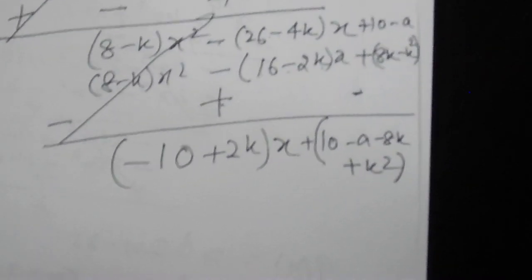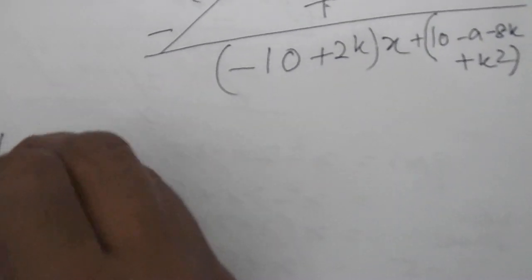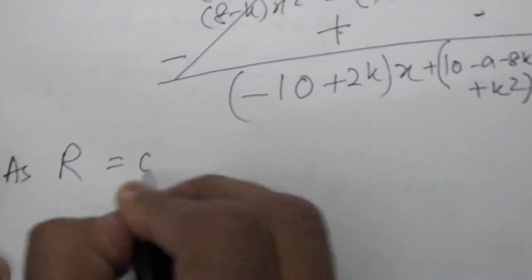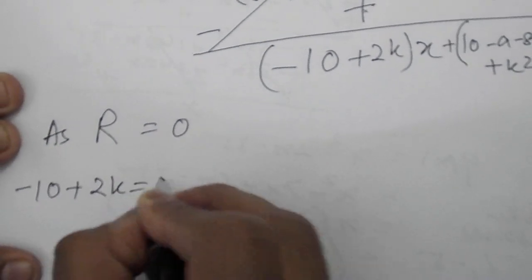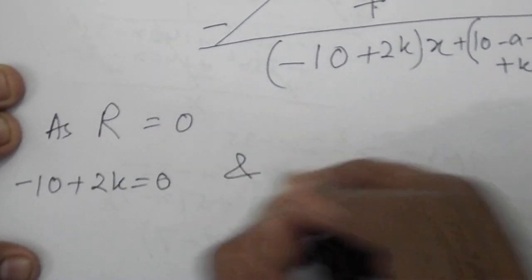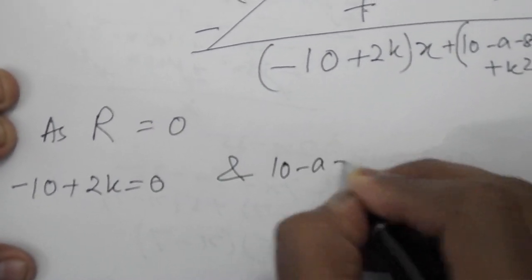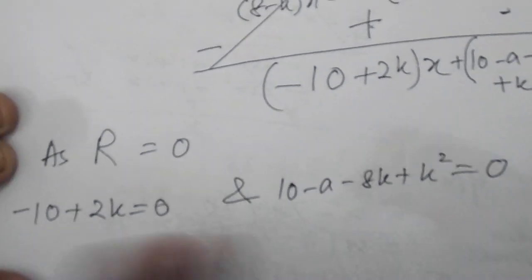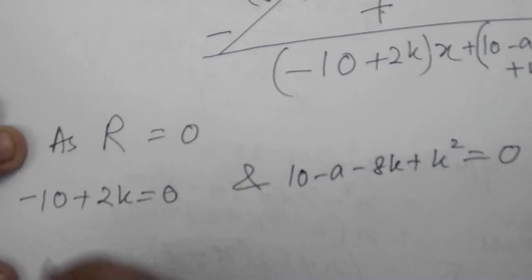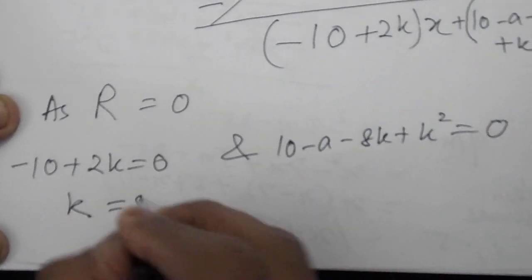Now we have already seen that the remainder is 0. So minus 10 plus 2k should be equal to 0, and 10 minus a minus 8k plus k square should also be equal to 0. Both of them should be separately equal to 0. So from here we get k is equal to 5.